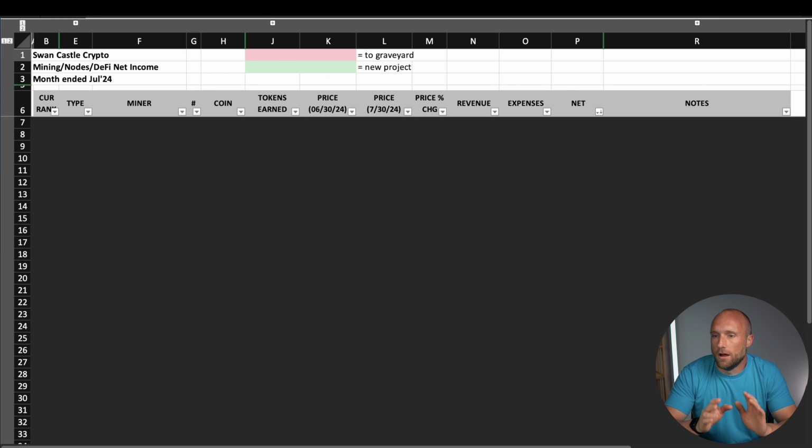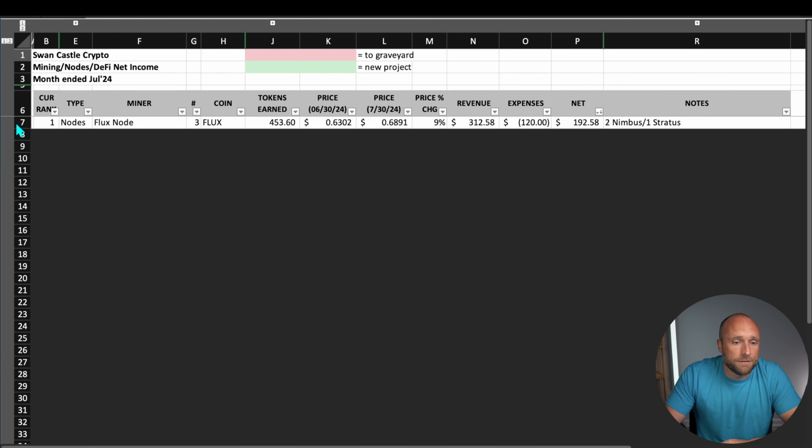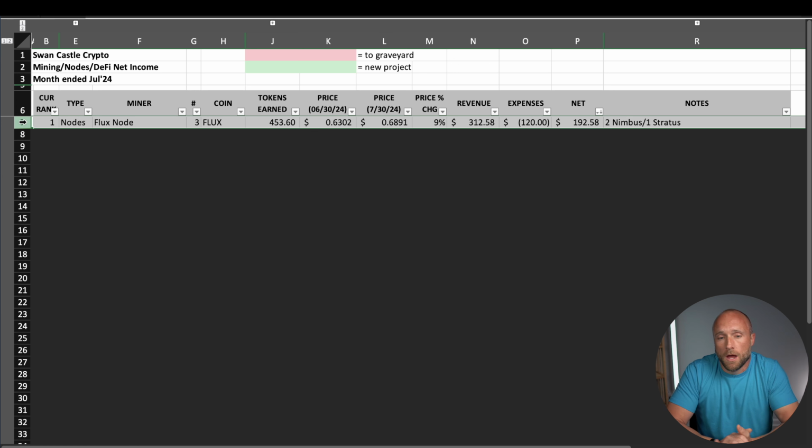Let's get started here. Starting off the top, number one project for the month are my Flux nodes. I currently have 3 Flux nodes, 2 Nimbus and 1 Stratus. I did have some staked on Titan nodes. Those are smaller nodes, and I ended up selling those earlier this month.